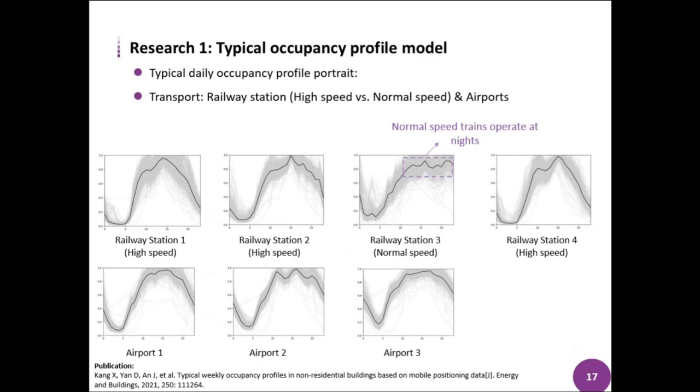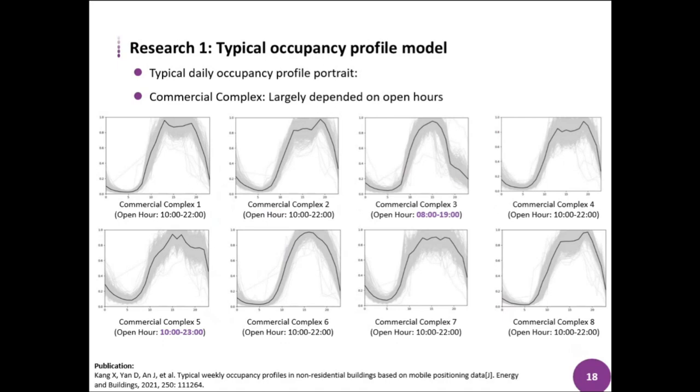And by this kind of data, we can easily cluster the typical daily occupancy profile portrait, and we can also generate the weekly portrait. For instance, it's very interesting to see that in the railway station the peak occupancy ratio is not Monday, it's Friday evening, because people would like to go on vacation on the evening of Friday. But the peak occupancy ratio for the airport is Monday morning. That's to say, most people travel by flight for business. So that is something we can learn from position data, how people use buildings and what the peak hours are for different kinds of commercial complexes.